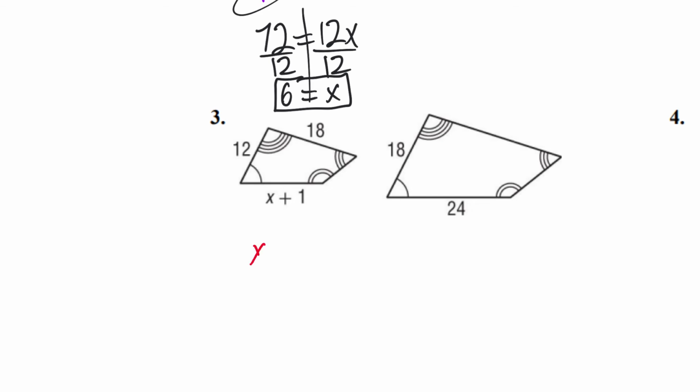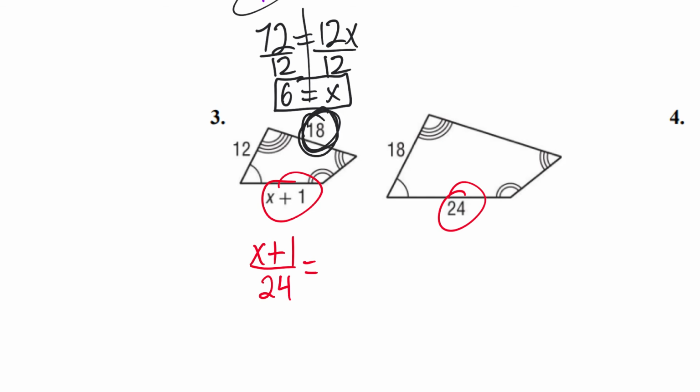Number 3. The x plus 1 matches up to what side on the other one? To the 24. Okay, so this matches up to this. Now, am I going to use that 18 there? No, I'm not going to use that 18. Why am I not going to use that 18? Because I don't know how long that side is that matches up to it. So I'm not going to use that 18, okay?